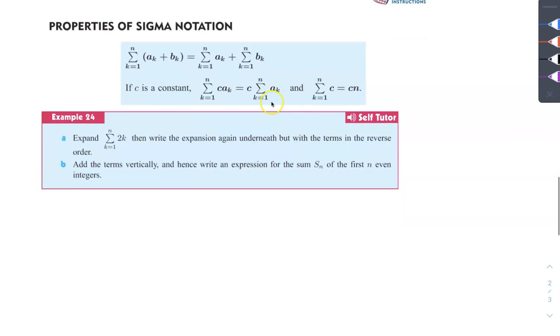Some properties of summation. Now when you see a summation like this, the sum of this sequence plus this sequence, you can break it up into the sum of these sequences. If you see a constant there, you can pull it out. So that's what happens here.